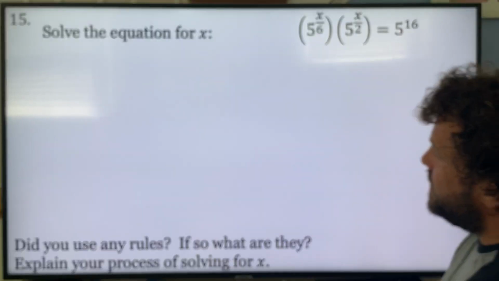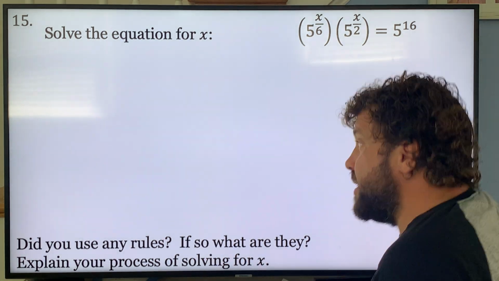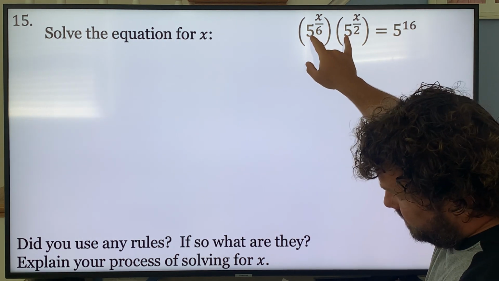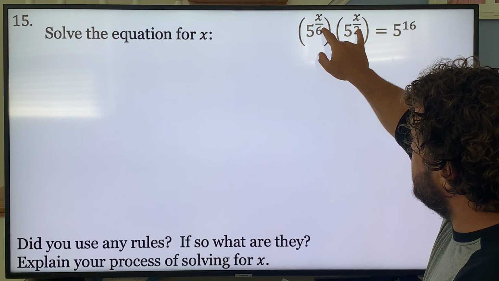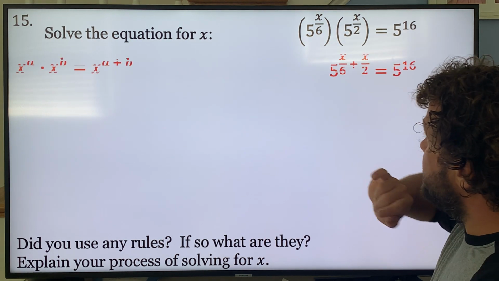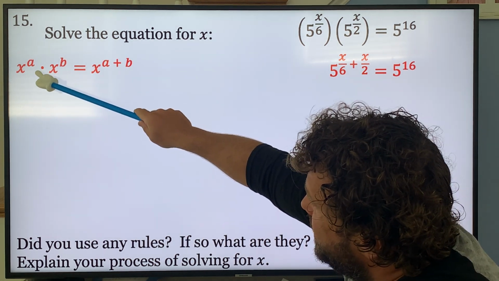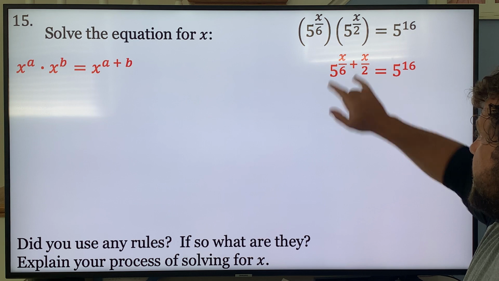15, solve the equation for x. Did you use any rules? If so, what are they? Explain your process for solving for x. So, first thing, they have the same base. When you are raising to powers and you multiply, what do you do with the two exponents? You're going to add them. So here's the rule I'm going to put here. x to the a times x to the b equals x to the a plus b. You're adding these together.